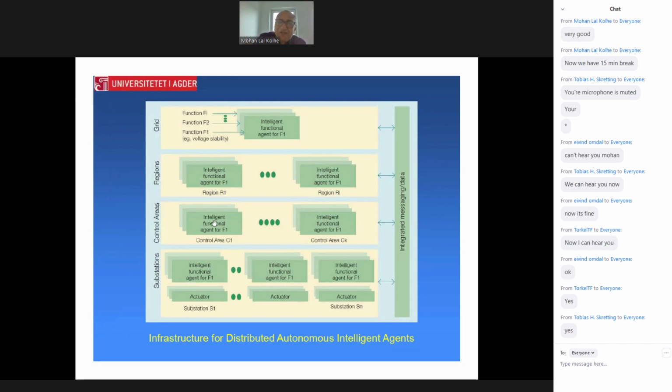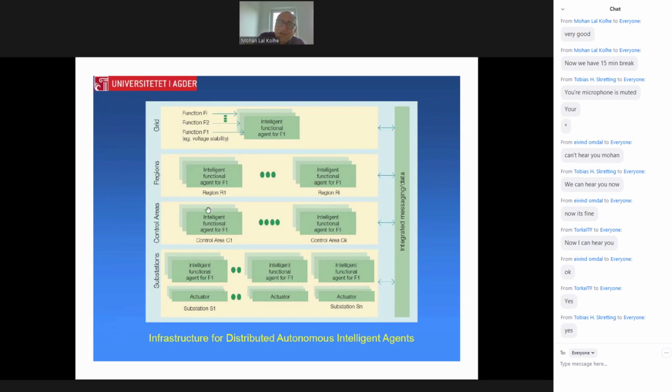And on top of that, we are going to have the control area, where again we are going to have different types of intelligent functional agents. Let's say the C1 area, and then there are going to be many control areas. So let's say K control areas are there, so units of intelligent functional agents for each area, up to the kth area. Similarly, for the microgrid or substation S1, let's say for example, if we have substations till Sn, many different intelligent functional agents are going to be there.